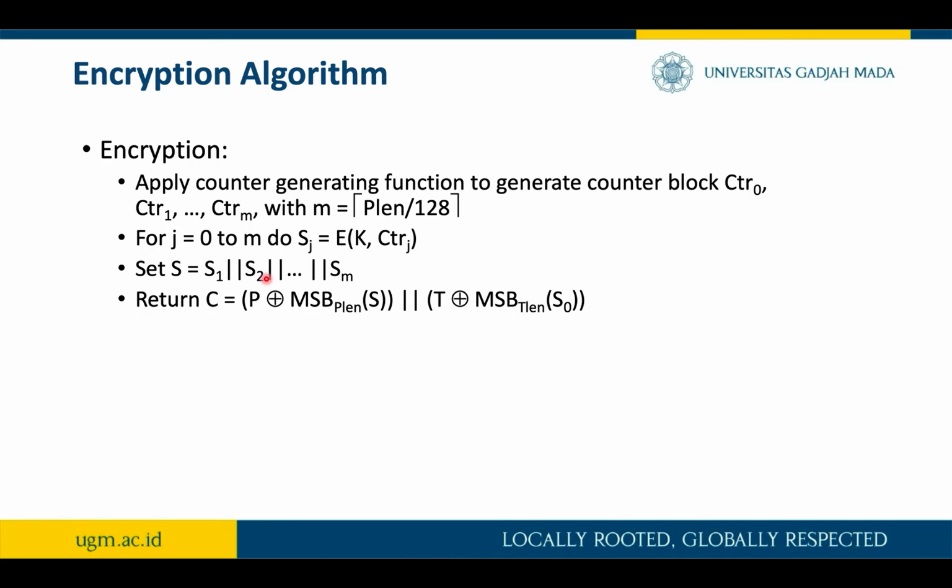So these are the key stream. Then the key stream will be sorted with the plain text here, and then it will be concatenated with the encrypted tag. This is the encrypted tag, the key stream produced by counter number 0, sorted with the message authentication code. The whole sequence here will form the ciphertext, which is sent to the receiver.